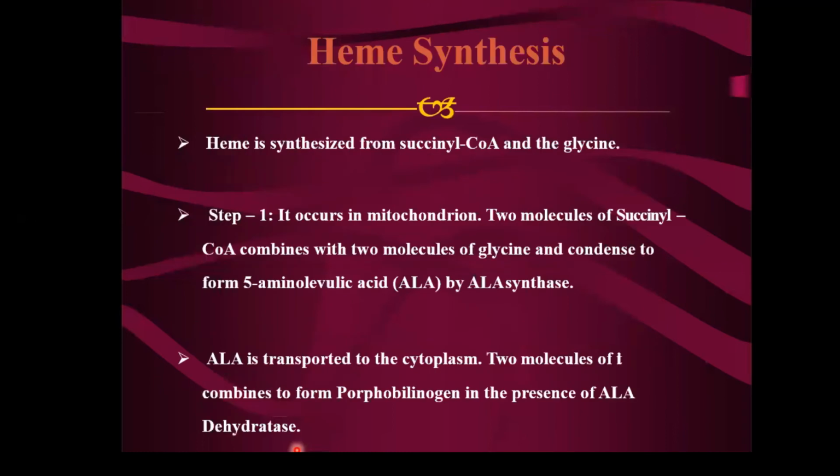Heme is synthesized from two simple molecules: succinyl-CoA, which might come from the Krebs cycle, and glycine, a simple amino acid. The first step, which occurs in the mitochondria, is the formation of the heme group. Two molecules of succinyl-CoA combine with two molecules of glycine and condense to form 5-aminolevulinic acid, ALA, with the help of the ALA synthase enzyme.